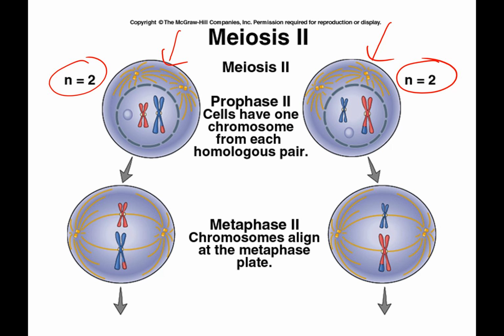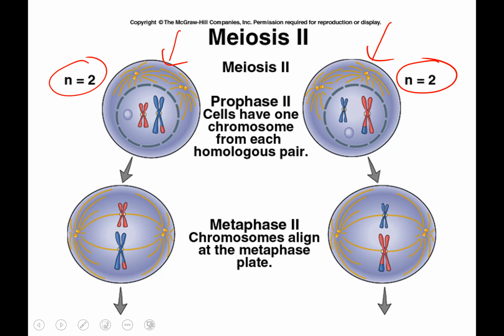Then we'll get metaphase 2, where the chromosomes line up along the metaphase plate in the middle. Here they line up single file, because they don't have any partners anymore. There are no homologous chromosomes in either of the cells. Those were done away with in part 1.